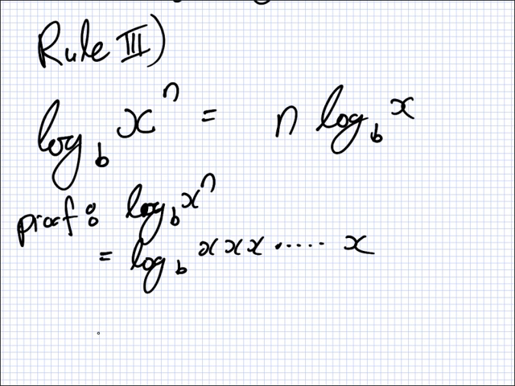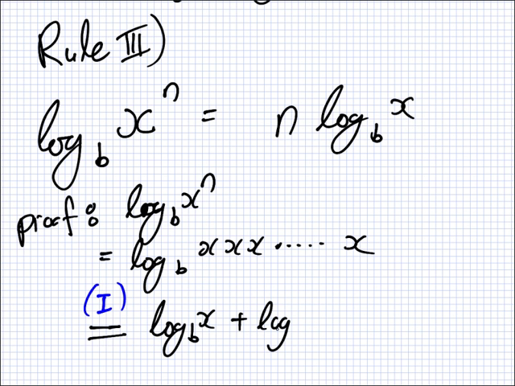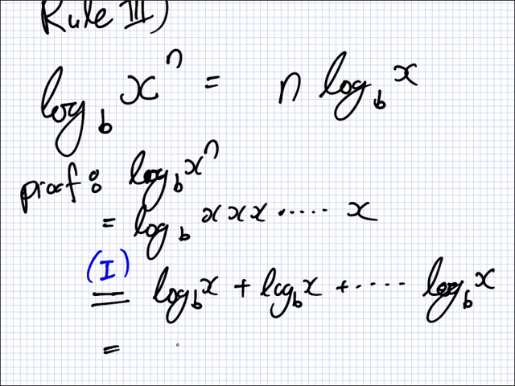But I can use one of the rules I have proven so far. Which rule can I use now? Oh, come on, I've only proven 2 rules, so it's a 50-50 chance. The first rule, yes. Because I can change this into log base b of x plus, etc. There's n of them, isn't there? So here you go, that's the end of this proof. That's n log base b of x. Okay, so you can write that one down.